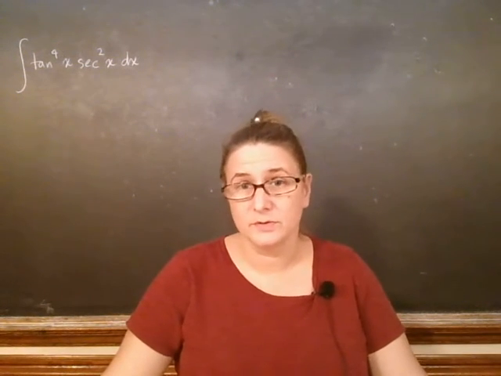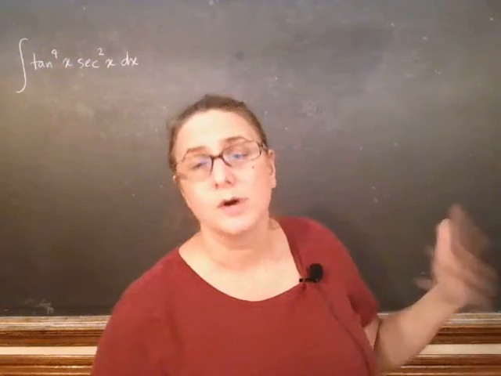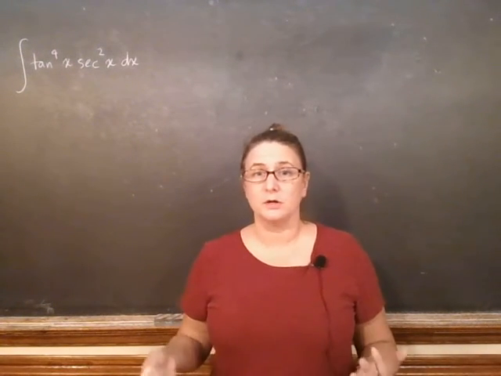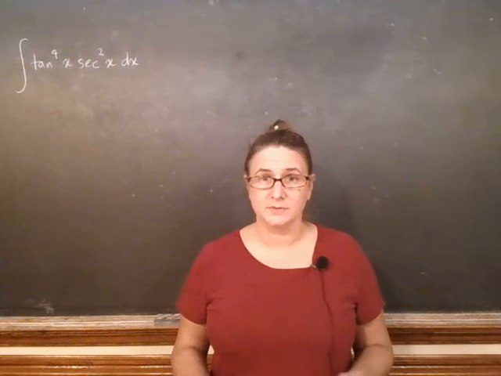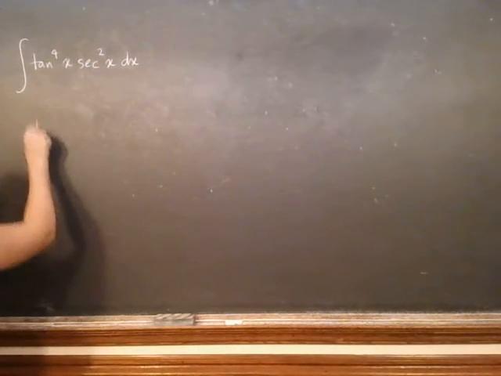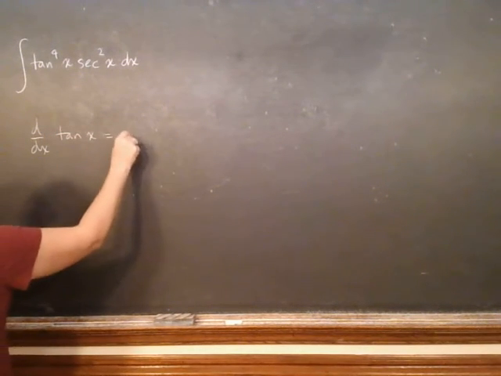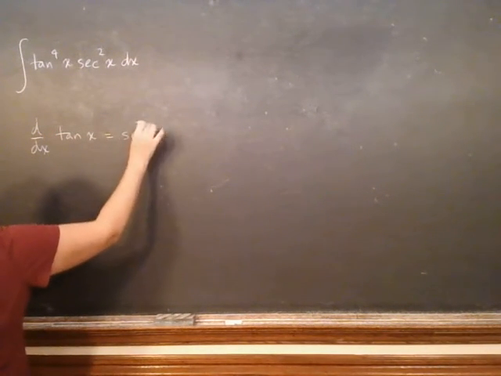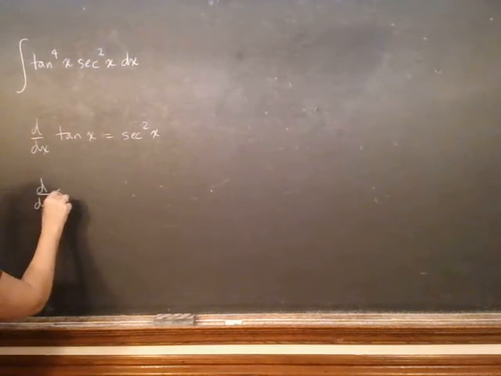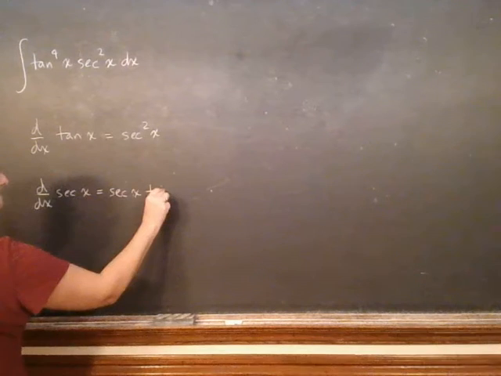Going to move on to integrals involving tangents and secants. If you think about this, we're going to try to do the same thing as we did with the sines and cosines when we could. We're going to want to make a u substitution. So let's remember, if I take the derivative of tangent, I'm going to get secant squared. And if I take the derivative of secant, I'm going to get secant tangent, right?